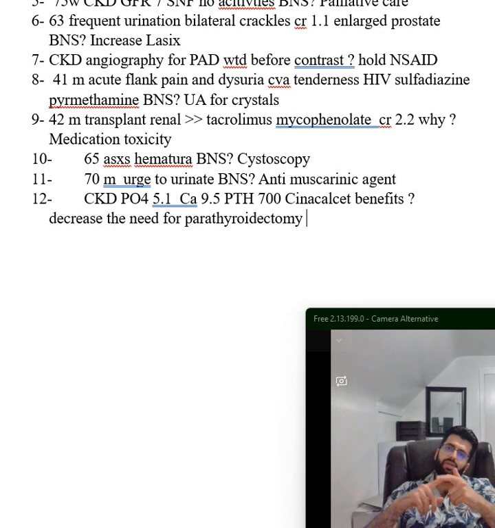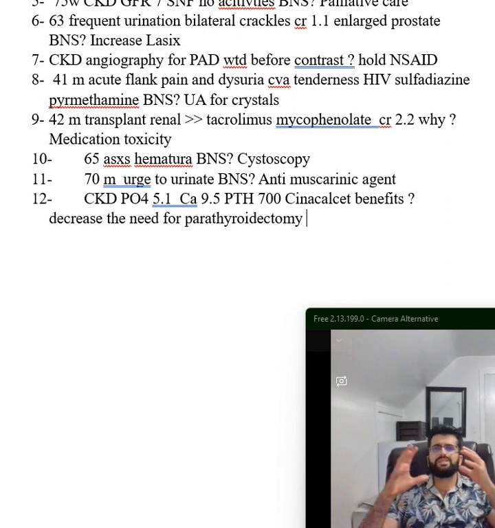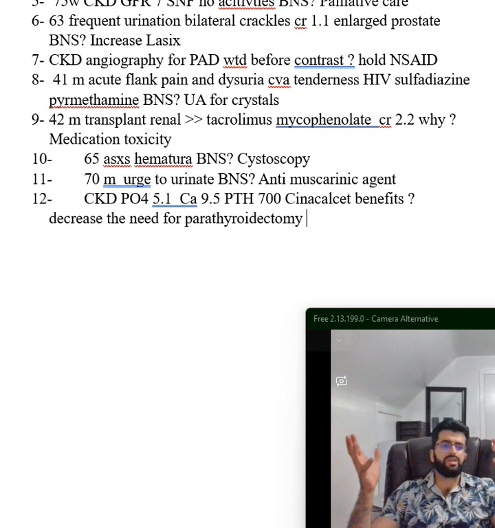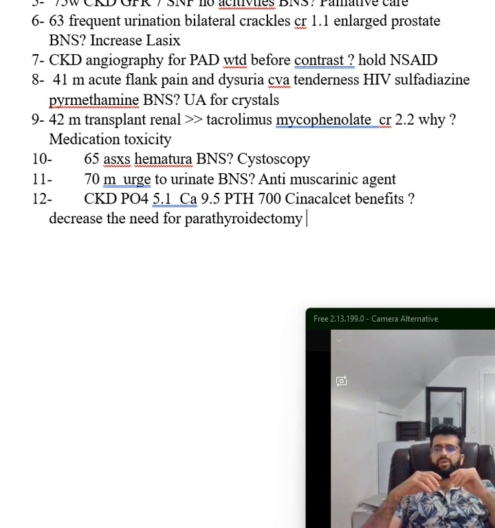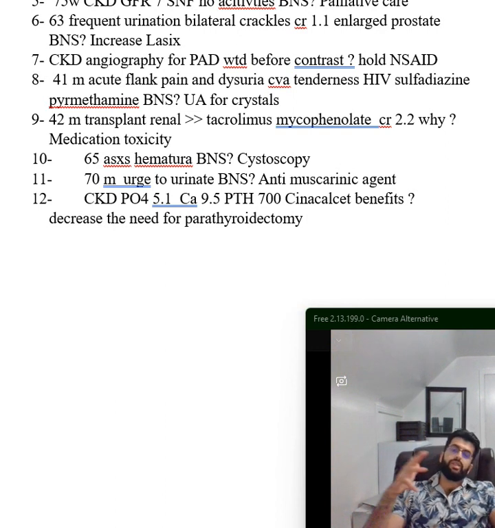You use sevelamer and lanthanum. These bind to the phosphate and decrease the risk of hyperphosphatemia. The body is in fine balance, so you want to keep everything at its right level. So you do that, and the parathyroid hormone is still elevated. Now in this case, the management is going to be different.